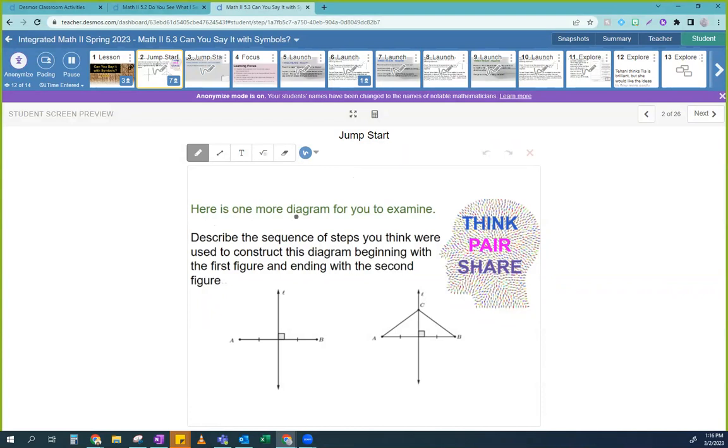It says here's one more diagram for you to examine. Describe the sequence of steps you think were used to construct this diagram, beginning with the first figure and ending with the second. So we started here, something happened, and then we got here. And then they continued and they got here. Okay. So which segments or lines do you think happened next? Actually, for this one, what do you think was the first one that they drew?